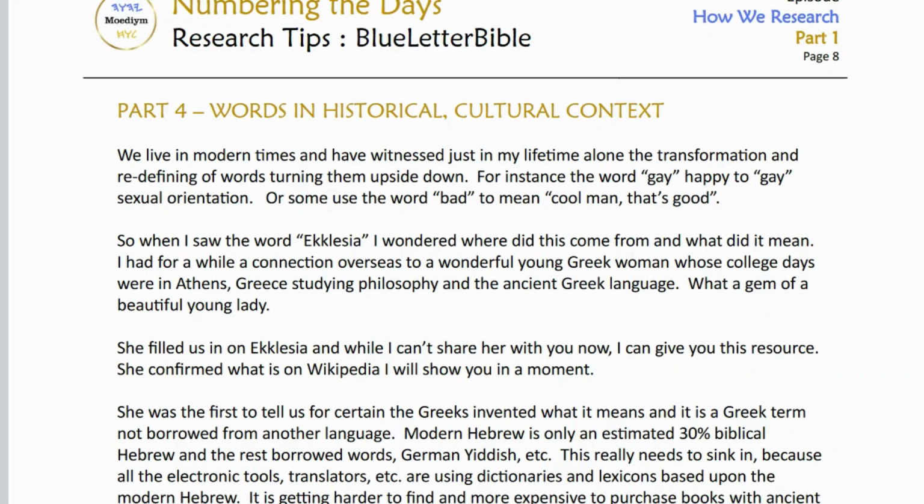How many times have we all known that we have to remember the context of something? We live in modern times and have witnessed, just in my lifetime alone, the transformation and redefining of words, turning them upside down. For instance, the word gay, from happy to a sexual orientation. Or the word bad to mean cool, man, that's good. So when I saw the word ecclesia, I wondered, where did this come from and what did it mean? I wasn't familiar with it.